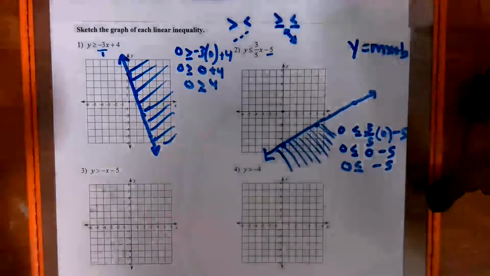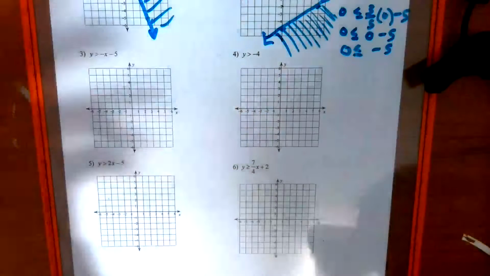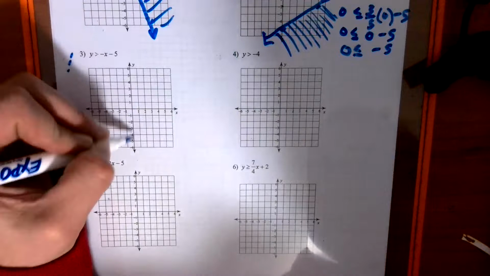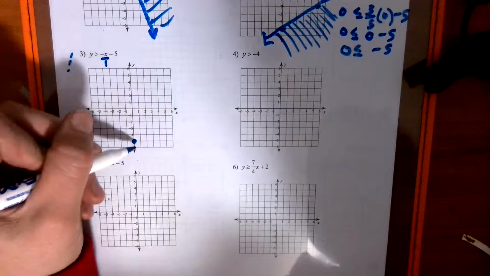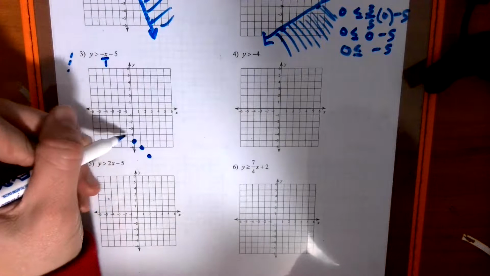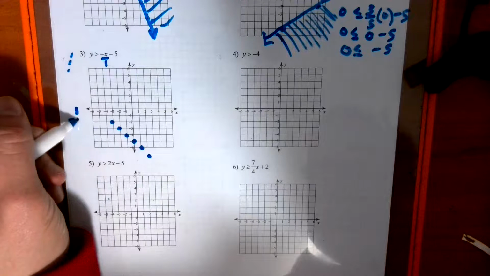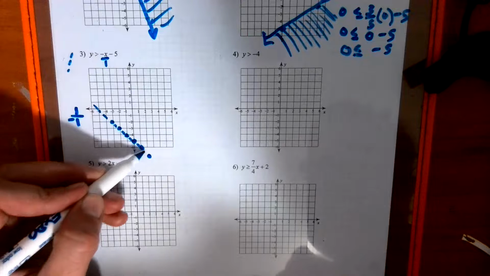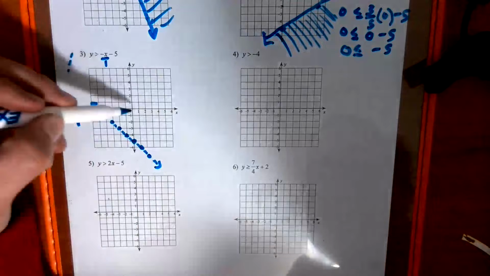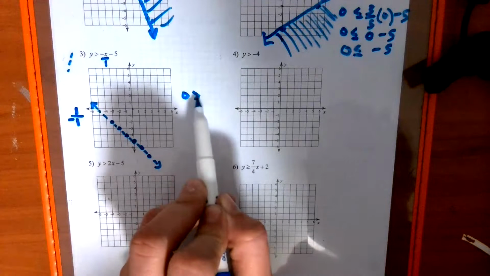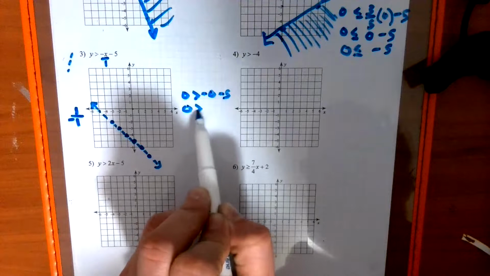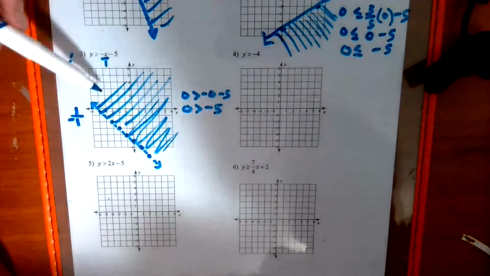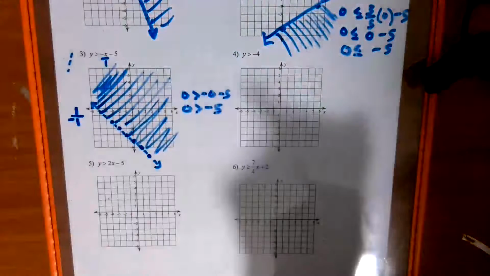Okay. Let's look at another one. We always check the 0, 0 point. It helps us figure out where we want to go with it. This is a dashed line. We start at the negative 5, and the slope is negative 1 over 1, so down 1 over 1, or going the other direction, up 1 over 1 to the left, which is still a negative 1. This is our dashed line. Then we check 0, 0: 0 greater than negative 0 minus 5. Is 0 greater than negative 5? Yes. So we shade everything above that. That's the stuff that works for that graph.